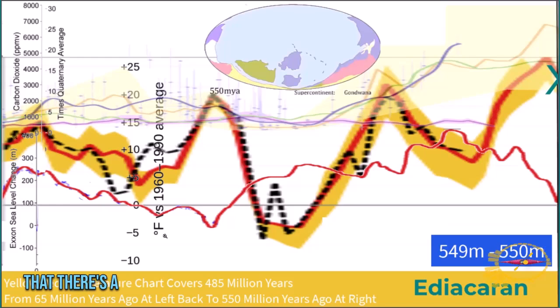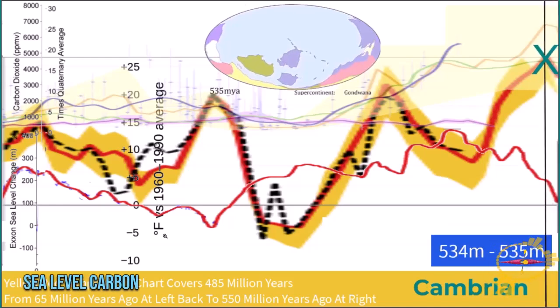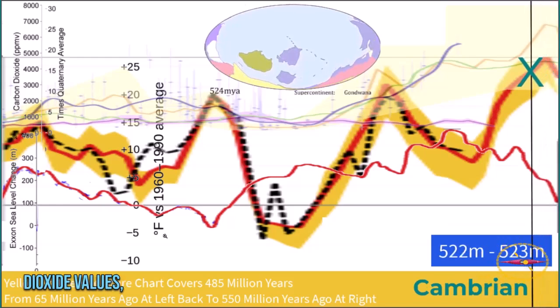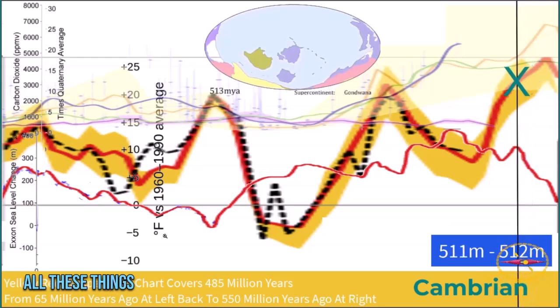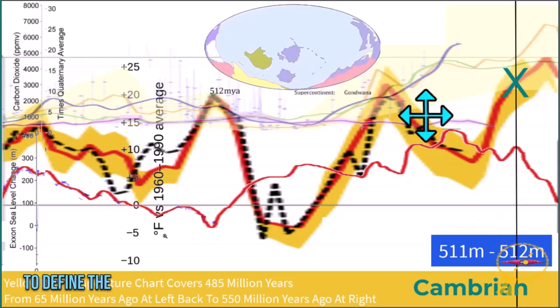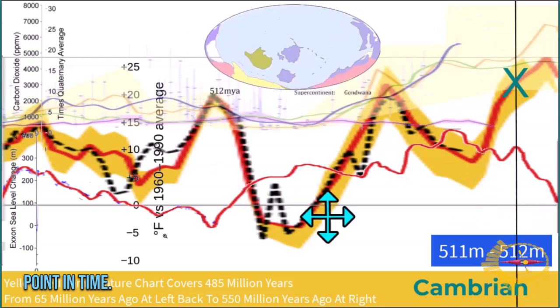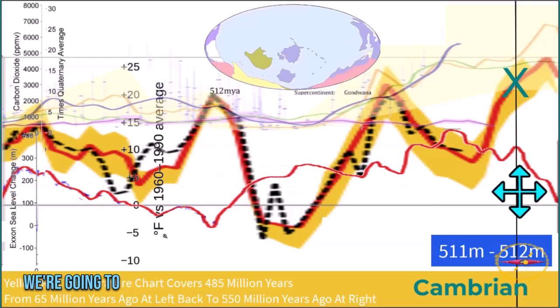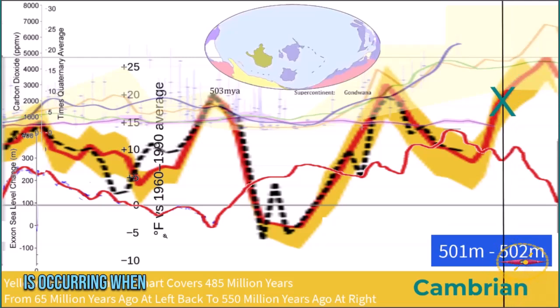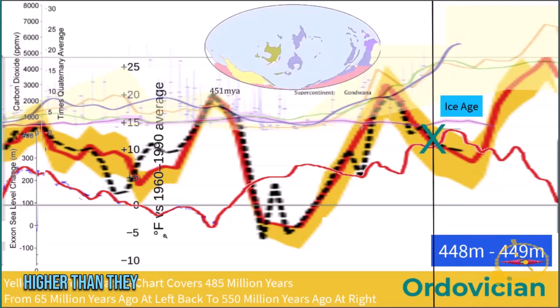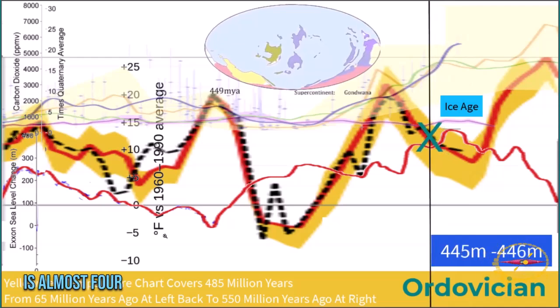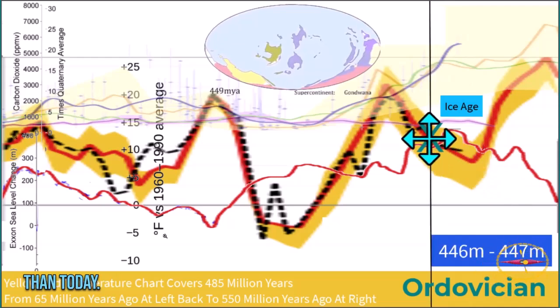You can see that there's a lot of changes in temperature, sea level, carbon dioxide values, as well as positions of the continents. All these things come together at the same time to define the climate of the Earth at that point in time. We continue going along. We're going to run into a period where there's another ice age, and this ice age is occurring when temperatures are estimated to be over 10 degrees Fahrenheit higher than they are today, and the sea level is almost 400 meters higher than today.